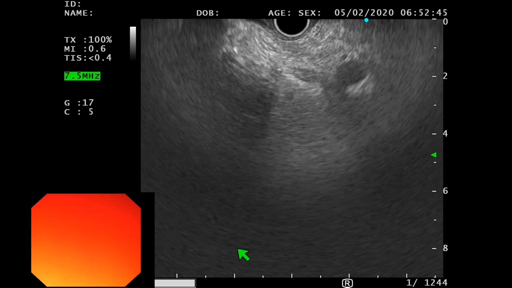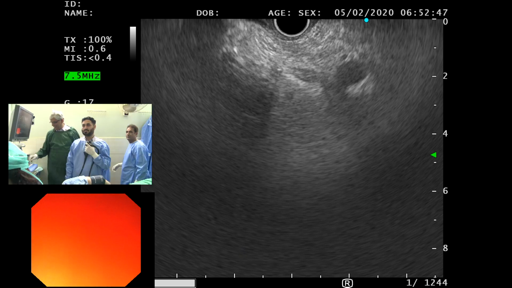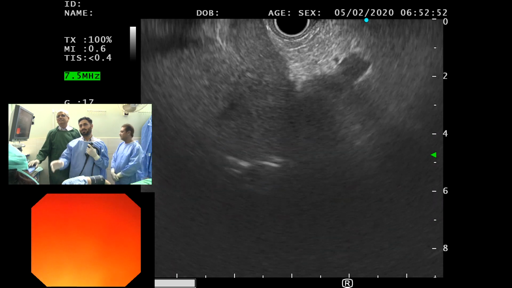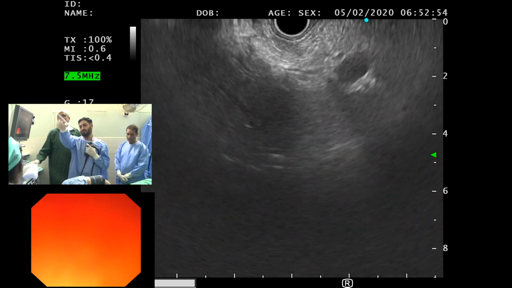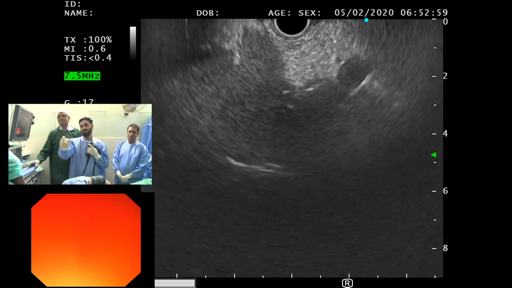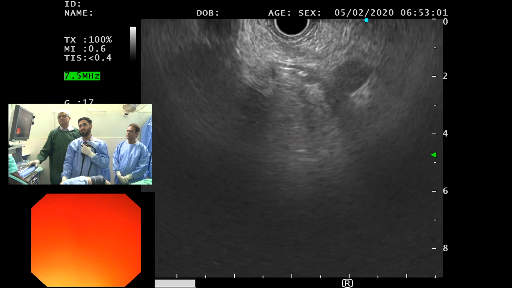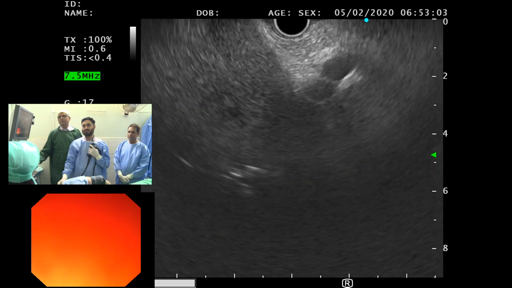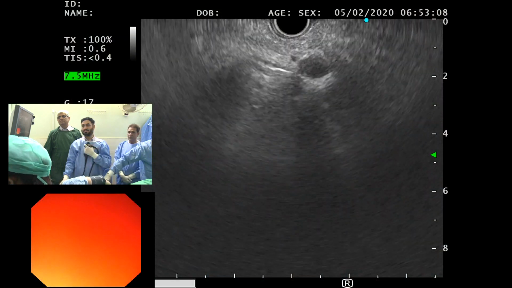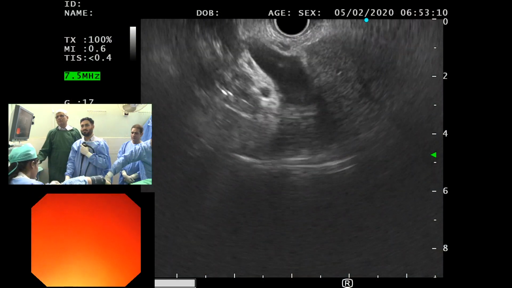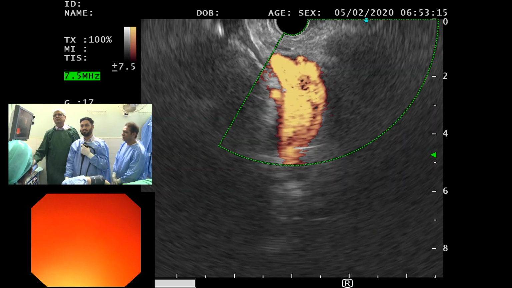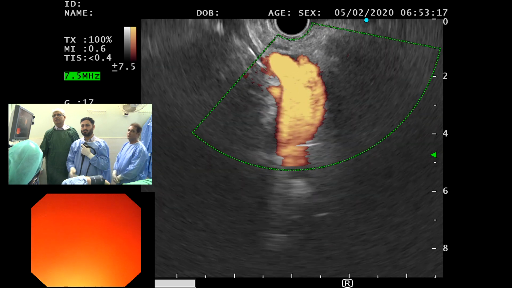So I actually already told them. Okay, fine. So we have liver here. Okay. Keep coming back. Now pull back. Now rotate clockwise. Pull back. Stop there. Okay. So let's see what that is. So you've got pancreatic duct above.